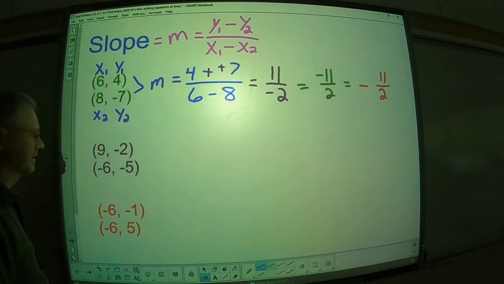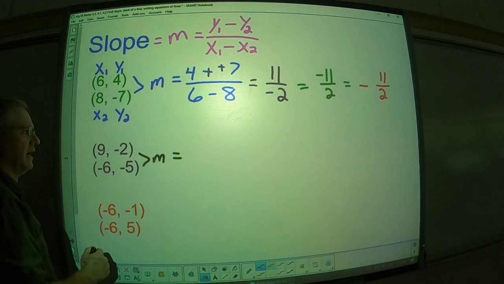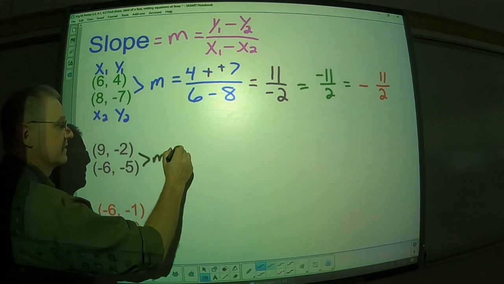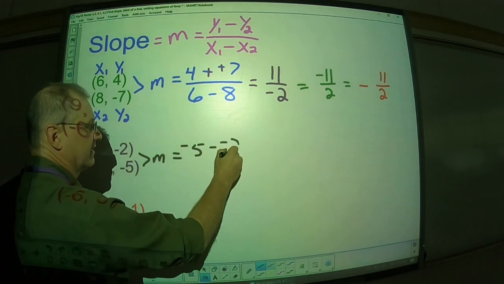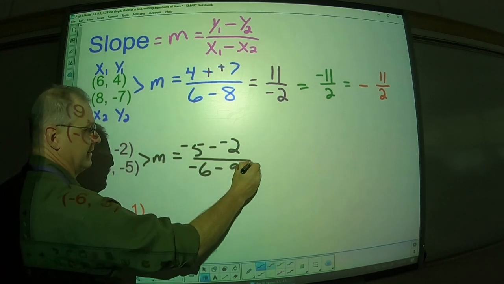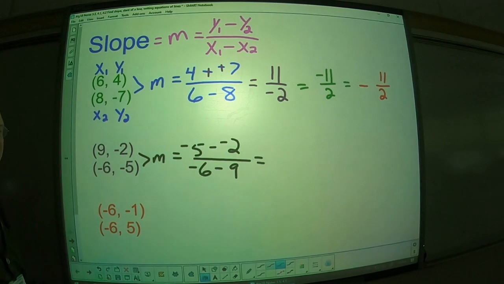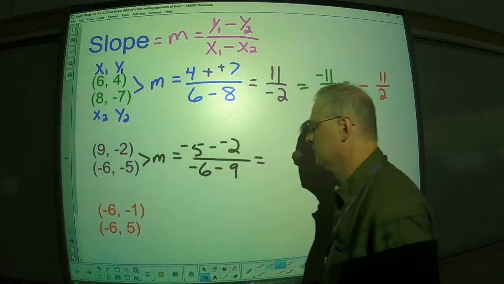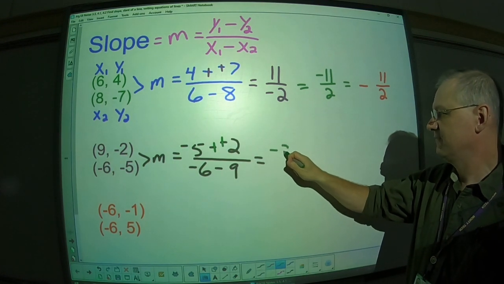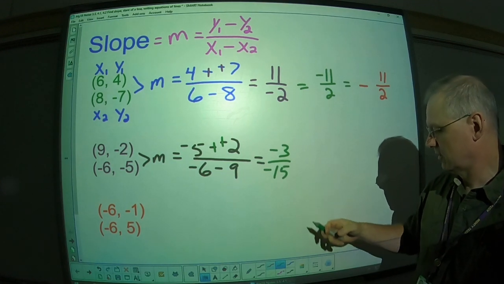All right, welcome back. We'll find the slope of this one. I'm going to do this one first just to make it different. And I'm going to say negative 5 minus negative 2 over negative 6 minus 9. And then you'll see if you did it this one first, it's the same thing. So minus a negative, plus a positive, that makes negative 3 on top. And this comes out to negative 15 on bottom.